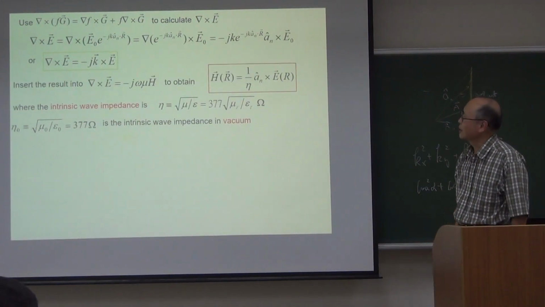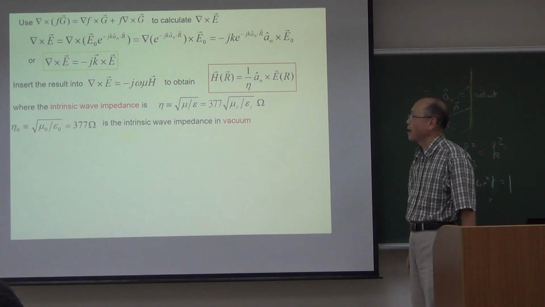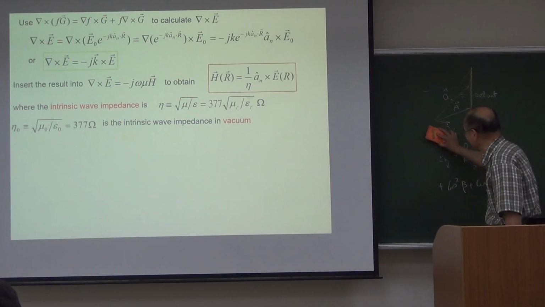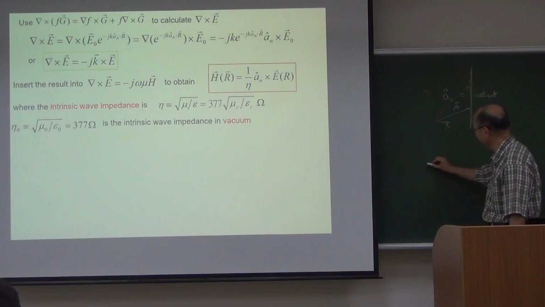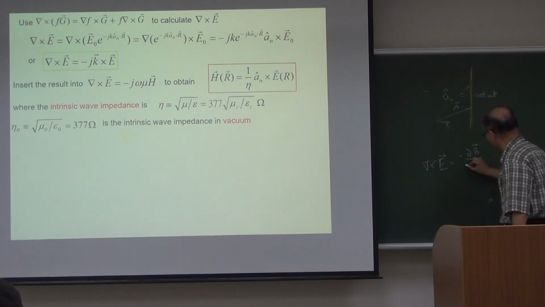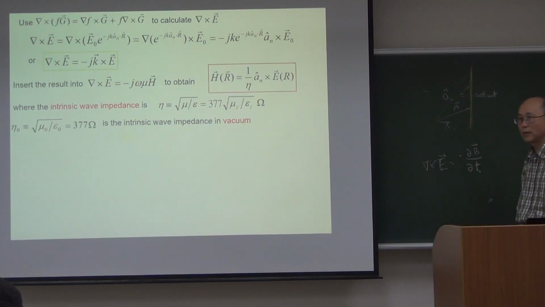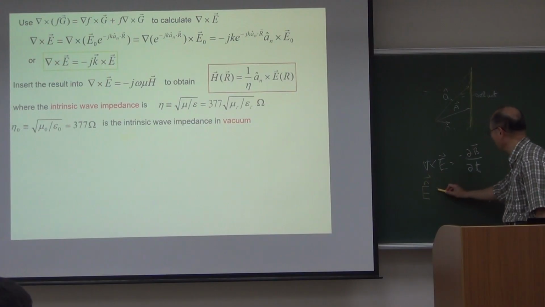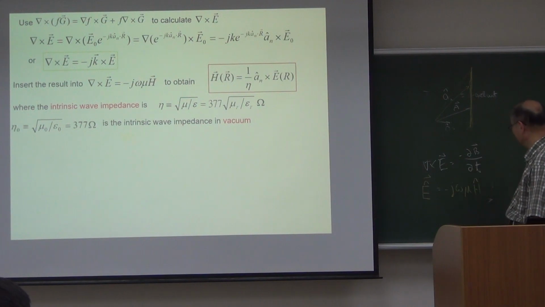All right, but you have Faraday's induction law. If you still remember Faraday's induction law, you have curl of E equal to minus the partial derivative of B with respect to time. But now, if you convert this into phasor notation, you have curl of E phasor equal to minus j omega mu H phasor. Basically, this part is converted into j omega.